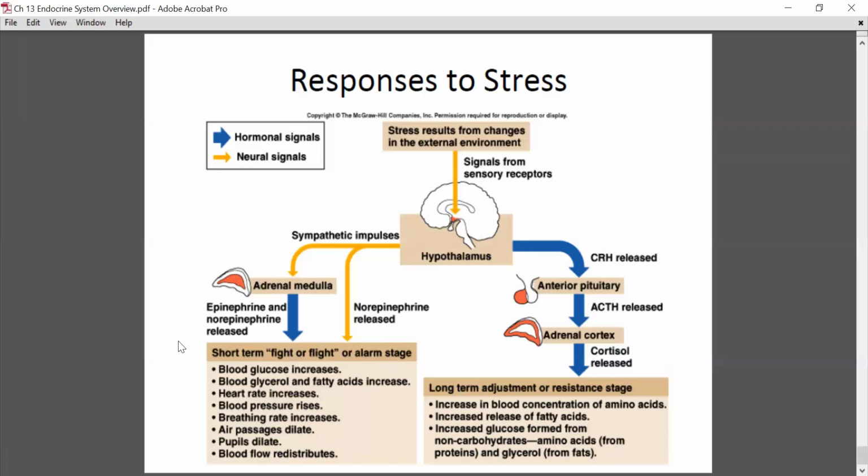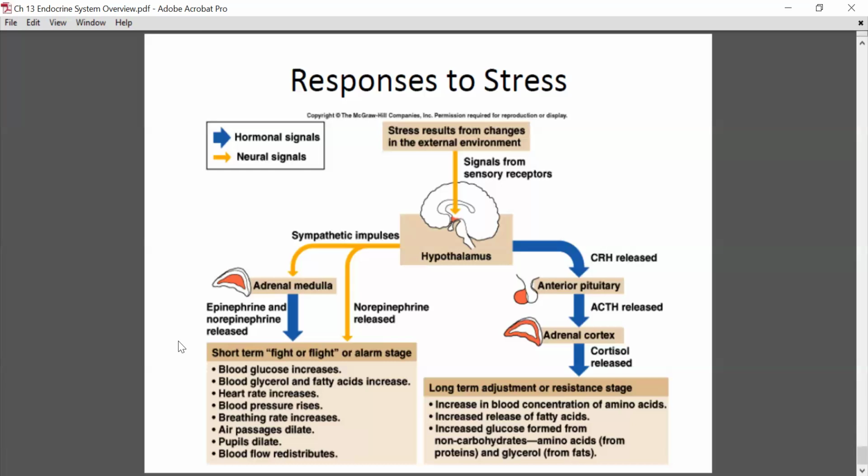danger. The blood glycerol and fatty acid levels increase. Glycerol and fatty acids are what make up the adipose in your adipocytes. And once those are released, the body can quickly break that down to help increase the blood sugar level so that your cells have quick glucose available to make ATP so that you can get out of danger.